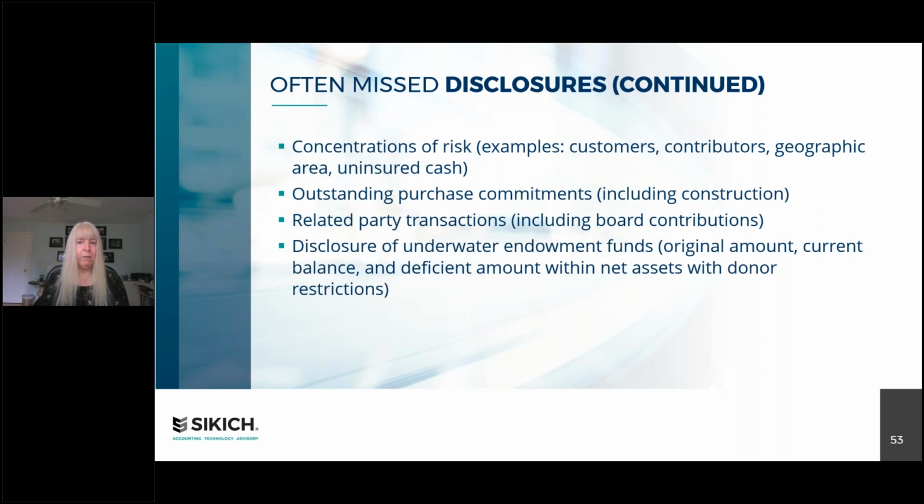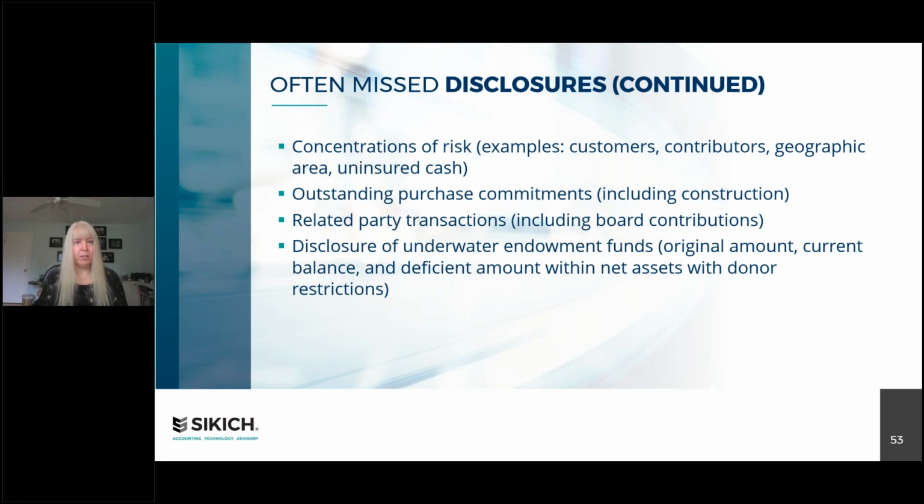Concentrations of risk are often missed. So for instance, concentrations with major customers, donors, geographic areas, uninsured cash. That's particularly relevant in light of bank failures in the past year. So your cash in excess of FDIC insurance should be disclosed.